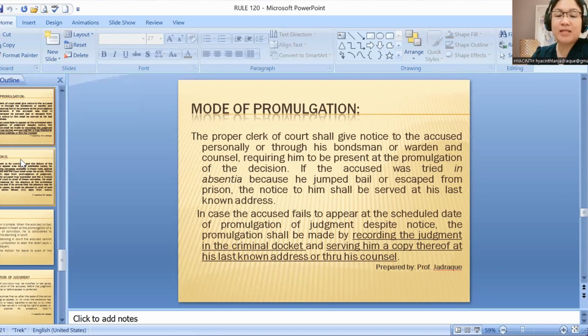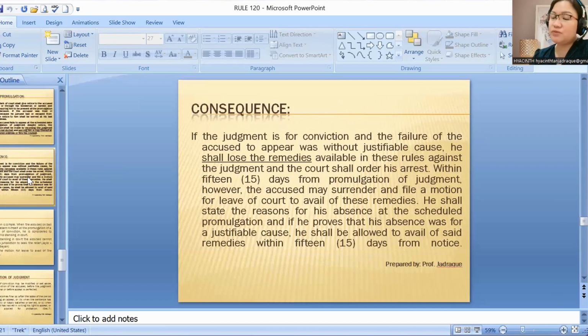In case the accused fails to appear at the scheduled date of promulgation of judgment despite notice, the promulgation shall be made by recording the judgment in the criminal docket and serving him a copy thereof, where? At his last known address or through his counsel. And that is fine. So let's proceed with the consequence, because earlier I told you that whether it is for conviction or acquittal and the accused was not present at the time of promulgation, the consequences are different.